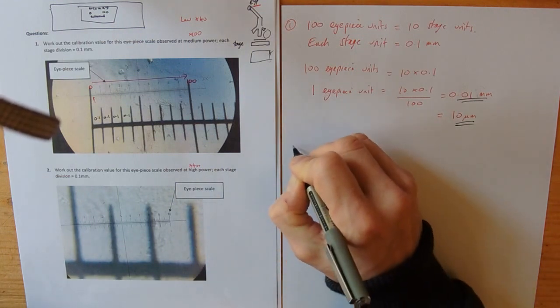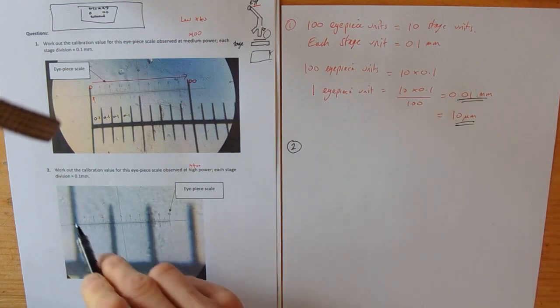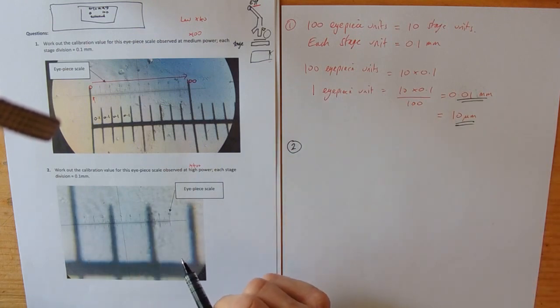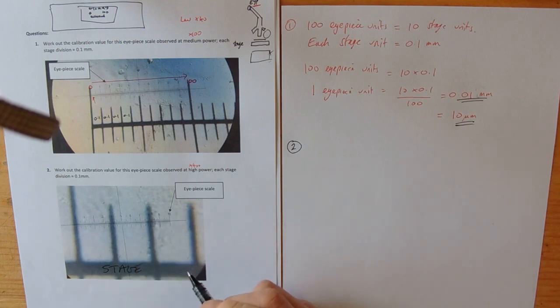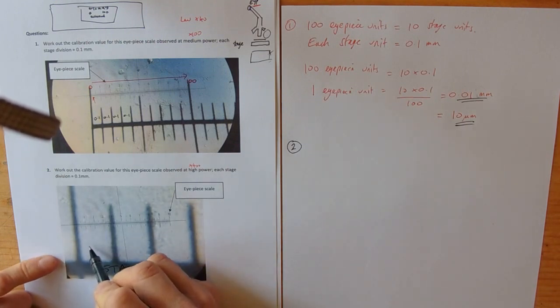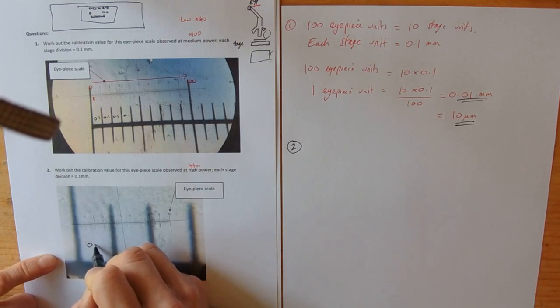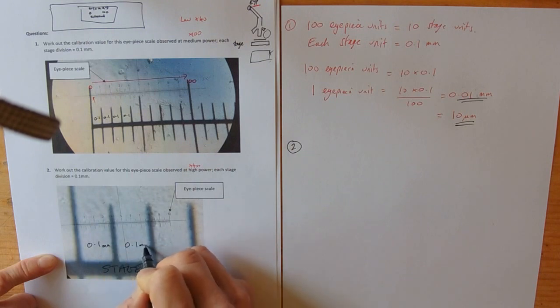Question 2. Same thing again, but this time we're under high power. So an excellent image here showing the stage and the eyepiece scale there. These are still the same. It's the same thing, but just more magnified. So these are still 0.1 millimeters there.